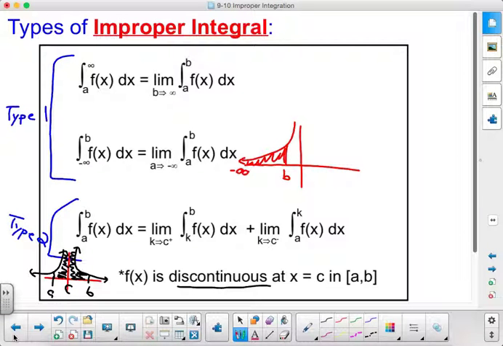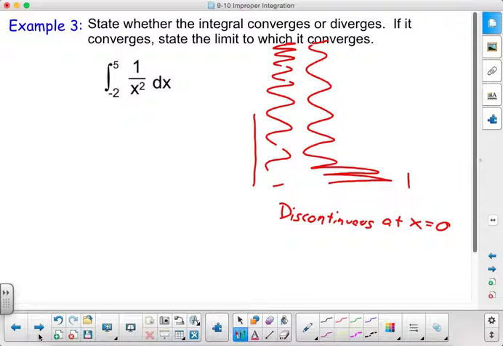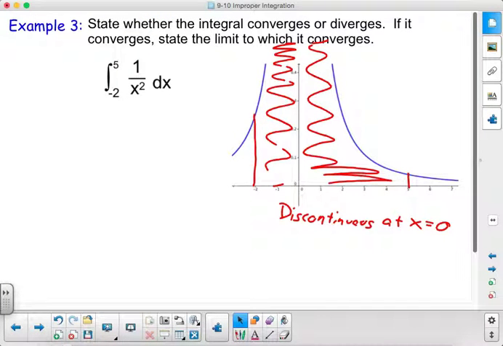If my function is discontinuous at some point, we call it c. In our case, what is our c? It's at 0. I'm going to have to divide it into the left of that and the right of that, and I'm going to have two different integrals because my function is going to infinity at 0. So my question for you is, how would I write this as two different integrals?